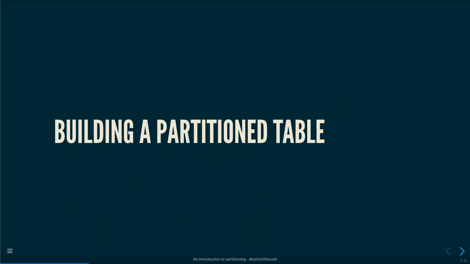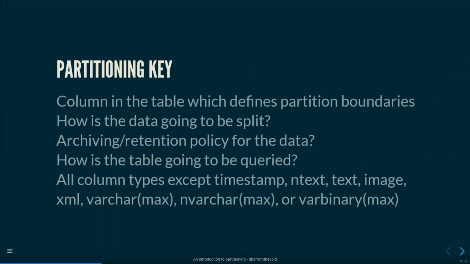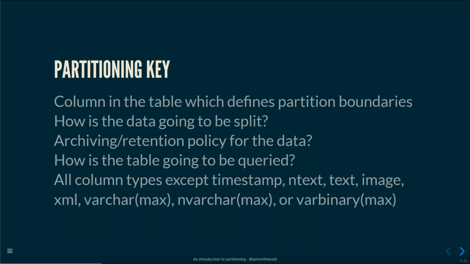Okay, I really want this to be a demo session, so let's go diving in and let's start building a partition table. So the first thing we need to do is choose our partitioning key. Now, this is the column in our table that defines our partition boundaries. It essentially says how are we going to divide our table up. So we need to think about things like how are we going to split the data? Do we have any archiving or retention policies for that data? And how is that data going to be queried?